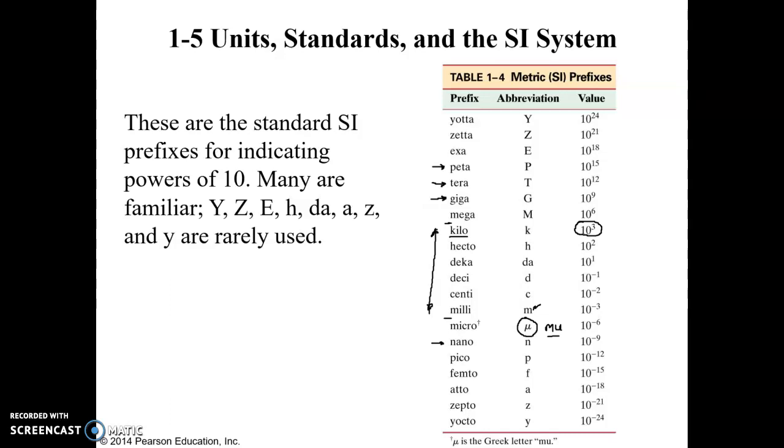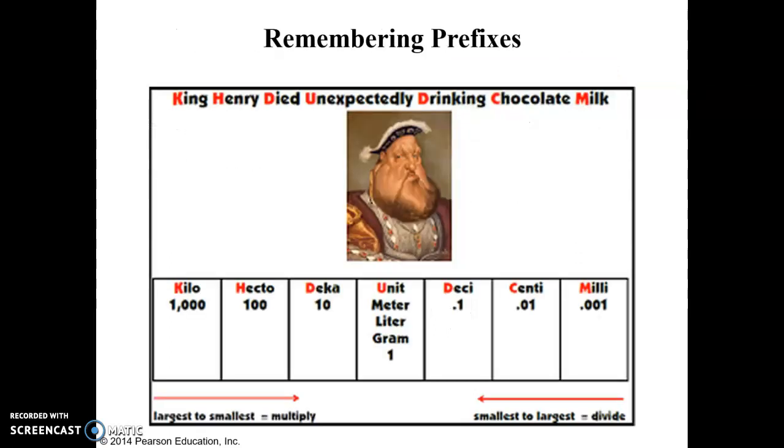Okay, we finished up the last video talking about the prefixes in the metric system. We have some that are used more commonly, some at the fringes that aren't used as much, and you've probably seen these before in some previous science class, and perhaps learned a mnemonic for remembering them, such as this one. King Henry died unexpectedly drinking chocolate milk.